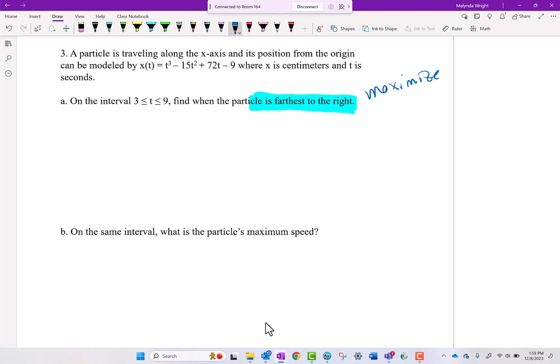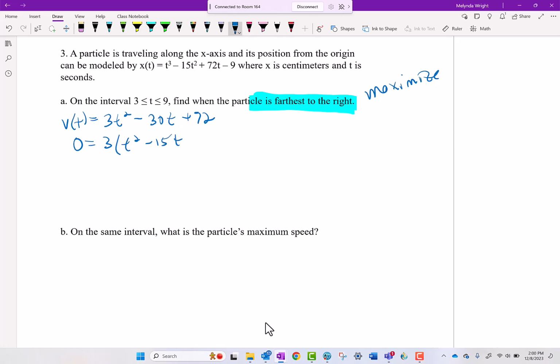Here we go. So let's go ahead and do this part by hand for fun. So v of t, it's just power rule, it's good practice. So 3t squared minus, let's see, what is that? 30t plus 72. Let's go ahead and set it equal to 0.